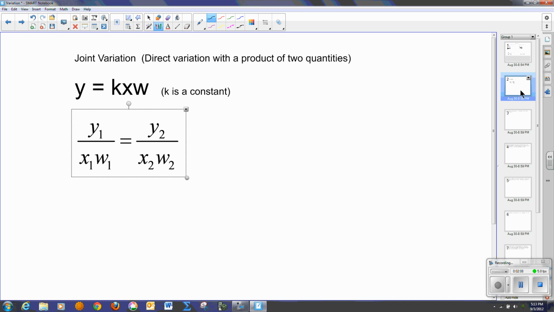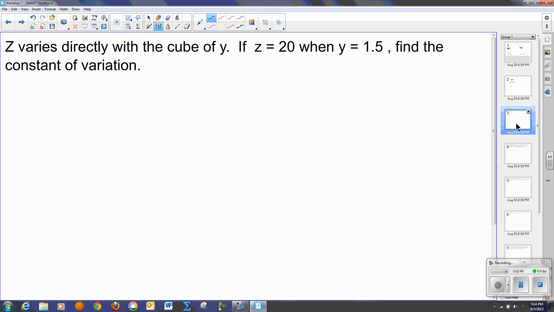Another type of variation we're going to look at is a joint variation, which is simply a direct variation with a product of two quantities. So we say y varies jointly with x and w. So here is the direct variation. It's y equals k times something, okay? And that something is that product of x and w. And if we were given two situations, we could say in the first situation, because k is our constant term, we can say y over xw is equal to the second situation of y over xw, since k is equal to k. Let's take a look at a couple of problems and we'll show you what we're talking about.